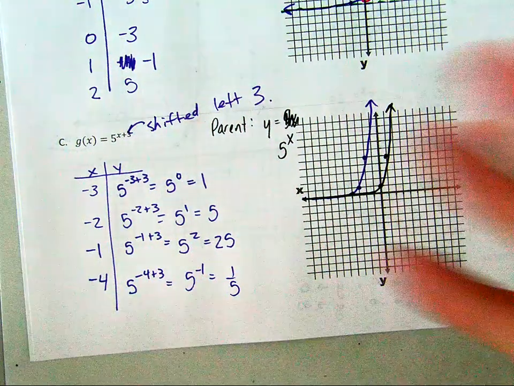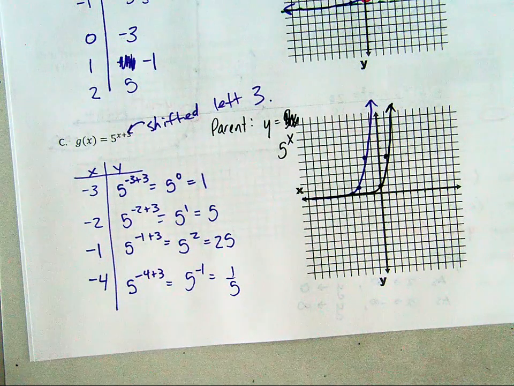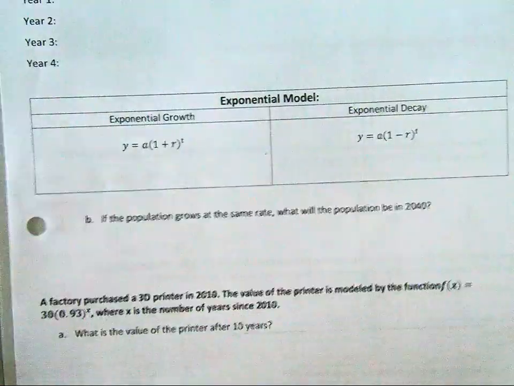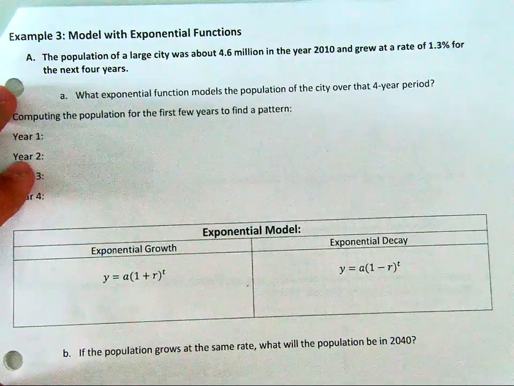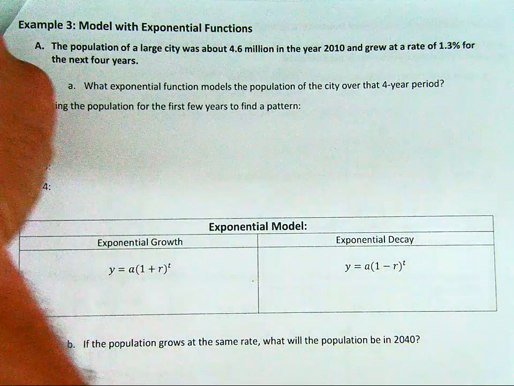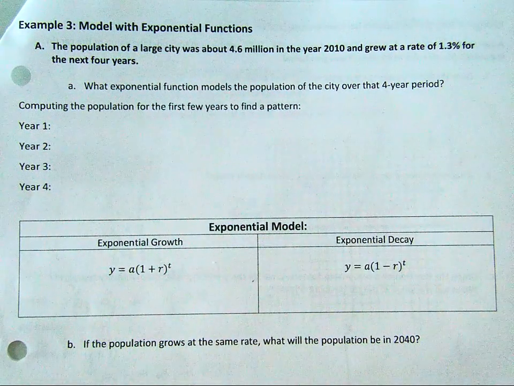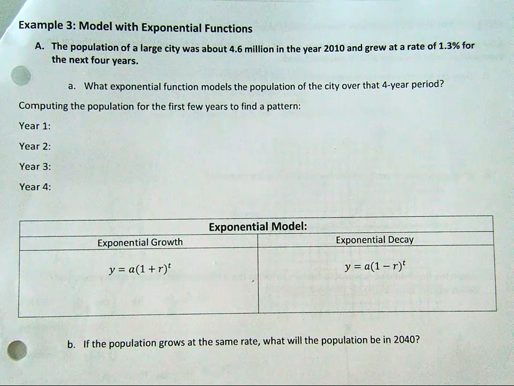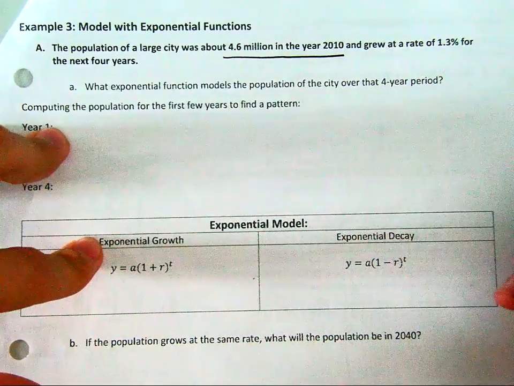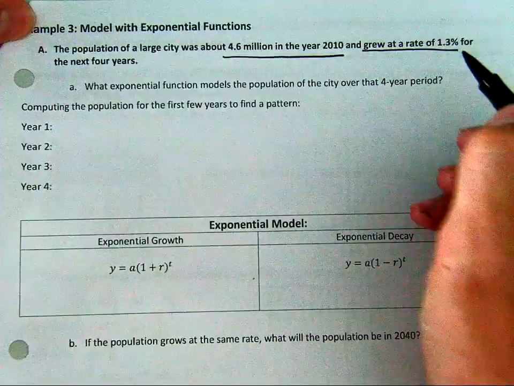Okay, example 3. We're getting into some of the fun stuff, the stuff that actually makes it seem like it's applying and we can use it a little bit. So example 3, we're dealing with models that involve exponential functions. For A, it says the population of a large city was about 4.6 million in the year 2010, and it grew at a rate of 1.3% for the next 4 years. We're going to try to find an exponential function that models the population of the city over that 4-year period.